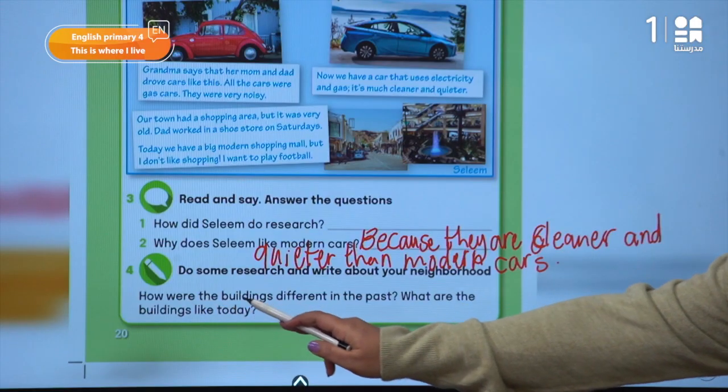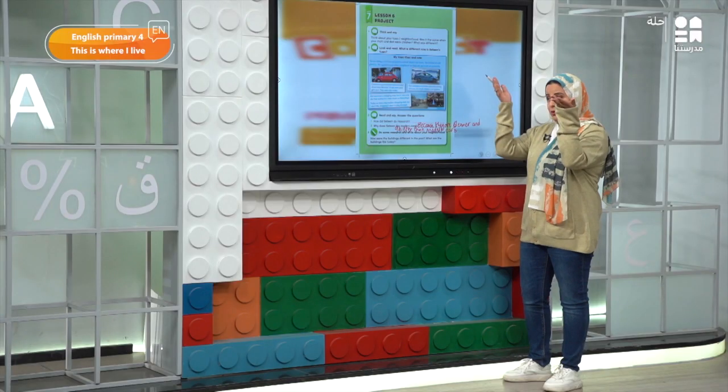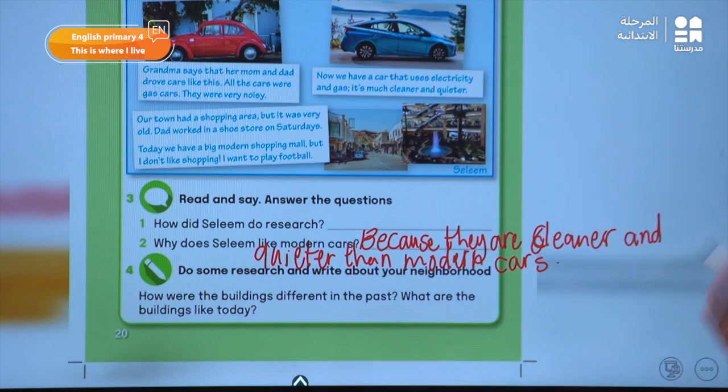Very good. In exercise number 4, do some research and write about your neighborhood. يعني انت هتعمل زي سليم، هتعمل project، وعلشان اعمل project لازم اعمل research. يعني لازم اسال الاولد neighbors، واسال مام، واسال داد، واسال جراندما ازاي النيبرهود ده شكله كان زمان ودلوقتي ايه الاختلاف عن زمان. How were the buildings different in the past? فاكرين قلنا في low rise buildings اللي هي بتبقى فيها levels like 6 or 7 levels، وفي very tall or high rise buildings. What are the buildings like today? يبقى انت هتركز في الريسيرش بتاعك على البيلدينجز.